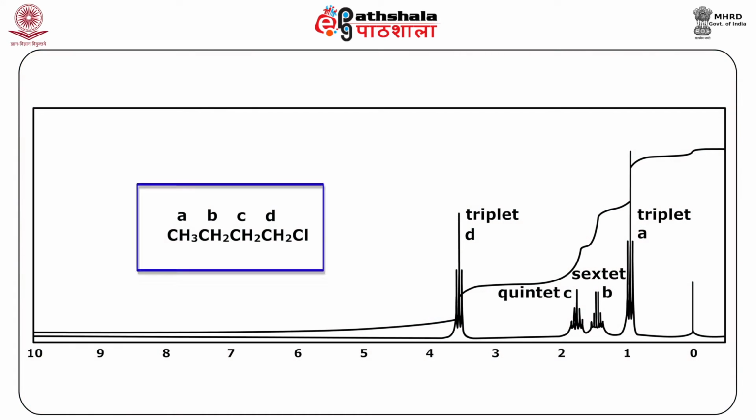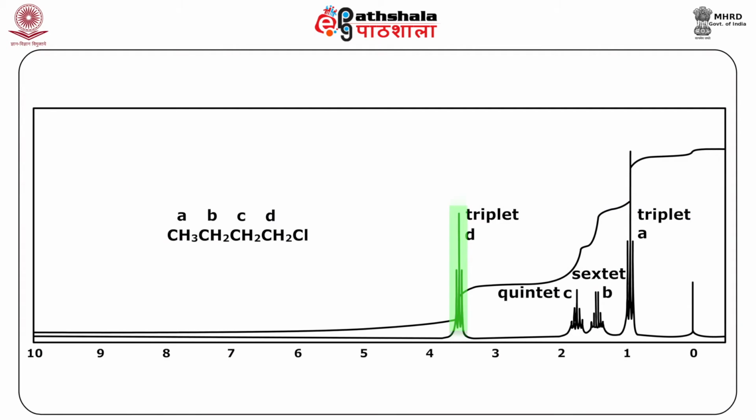The proton NMR spectrum of 1-chlorobutane is shown in the figure that you can see. The hydrogen atoms nearest to chlorine resonate at the highest chemical shift value. Now you can see here all the protons are marked, and you can see the upfield and downfield values of protons which are close to chlorine and which are farthest from chlorine.